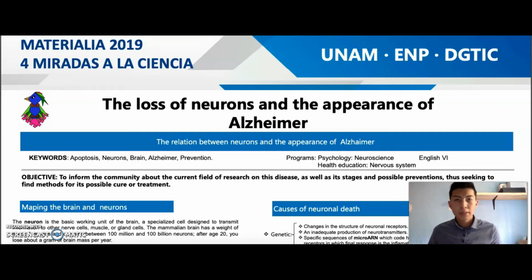Hi everyone, my name is Eric Islas, and together with my partner Andrea Garcia, we're going to talk about the loss of neurons and the appearance of Alzheimer's, and the relation between neurons and the appearance of Alzheimer's. The objective of this poster is to inform the community about the current field of research on this disease, as well as its stages and possible prevention, thus seeking to find a method for its possible cure or treatments.